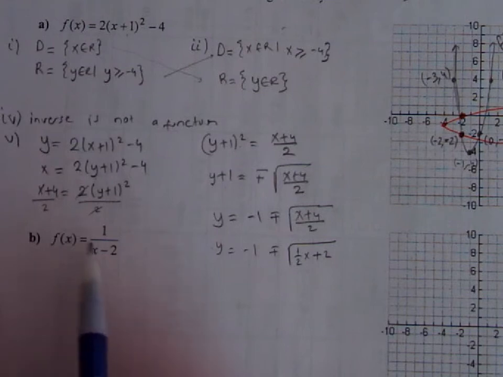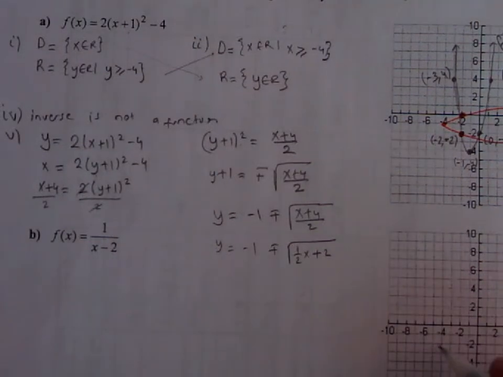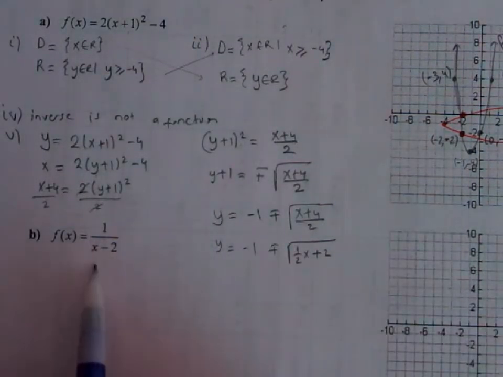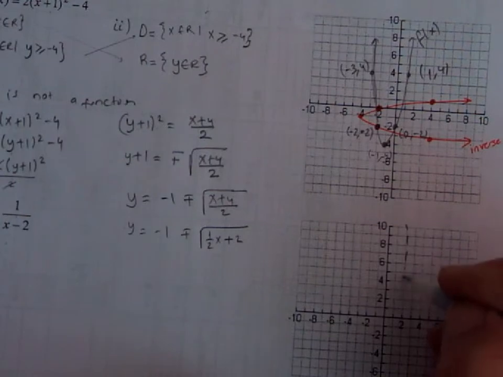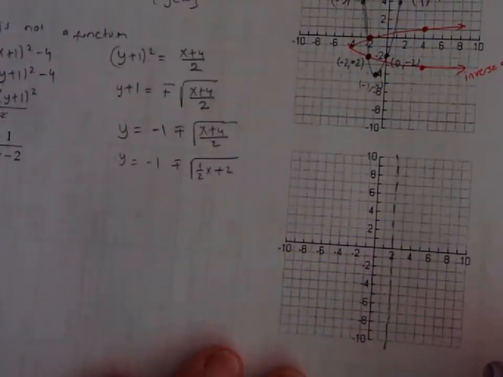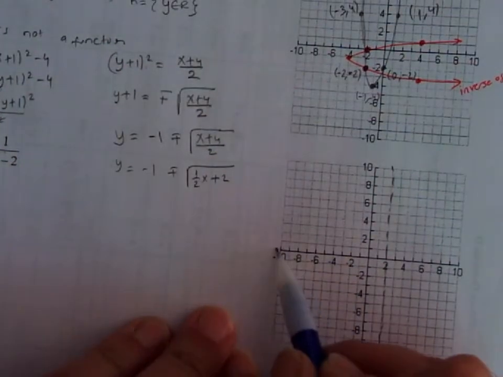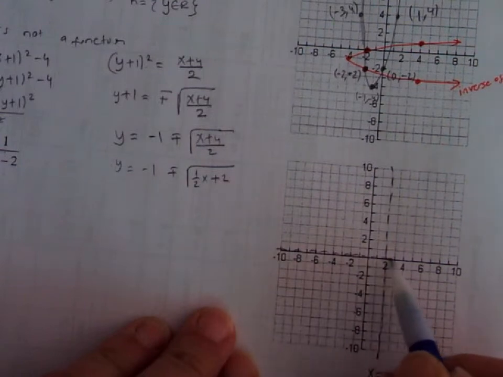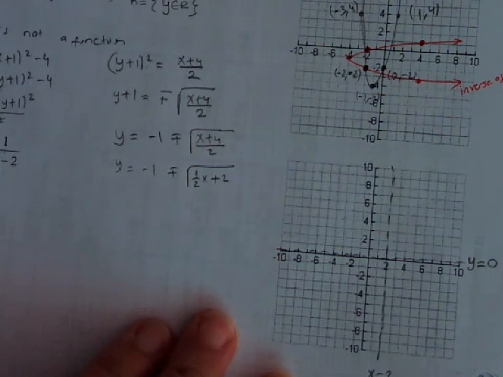We have f of x equals 1 over (x minus 2). Again, we are going to answer the same questions. Okay? So we can sketch this first. So there's a rational function. There's a horizontal shift 2 units to the right. So we have x equals 2 as a vertical asymptote. And there is no vertical shift. So we still have a horizontal asymptote at y equals 0.